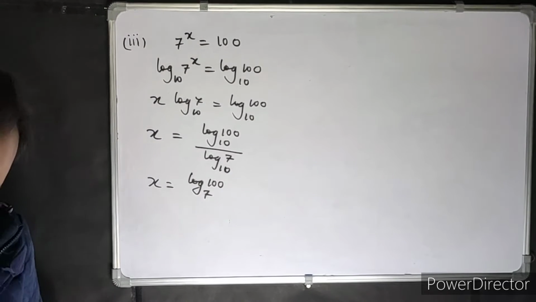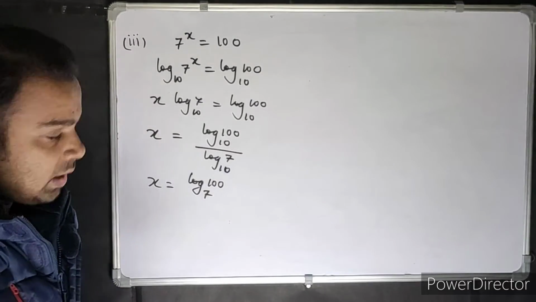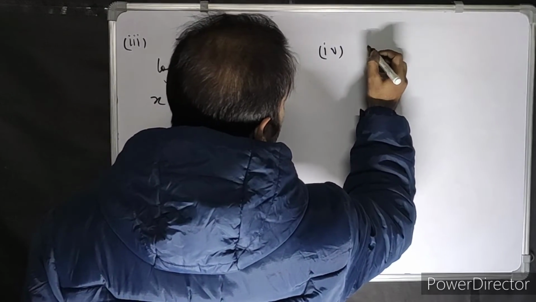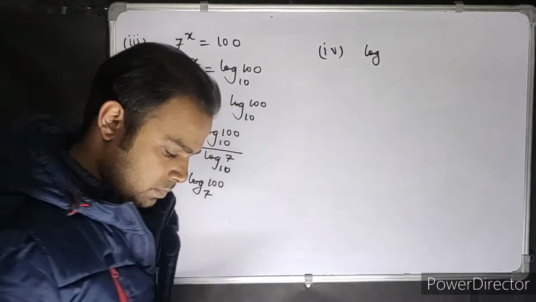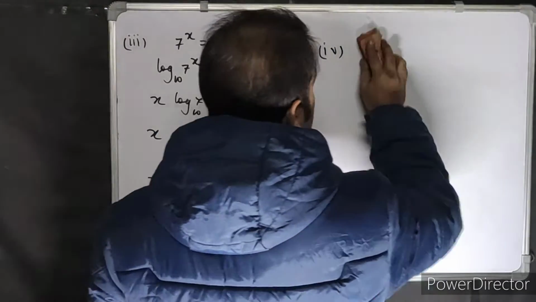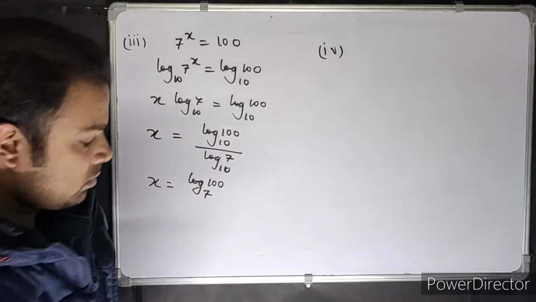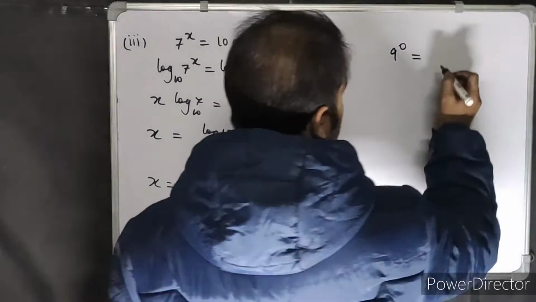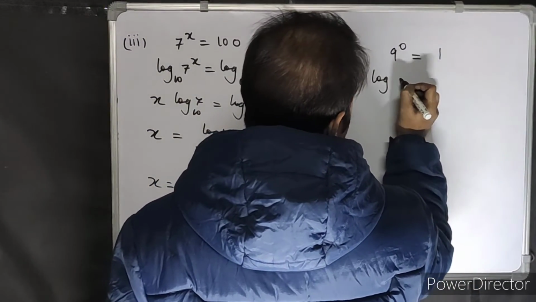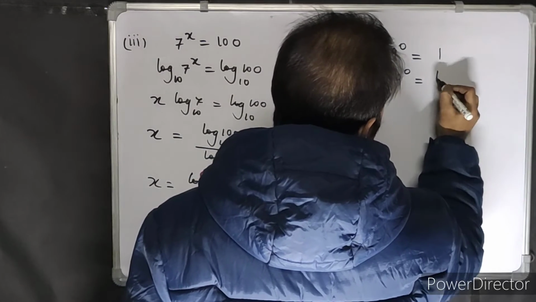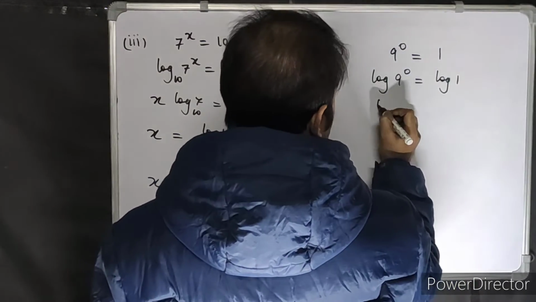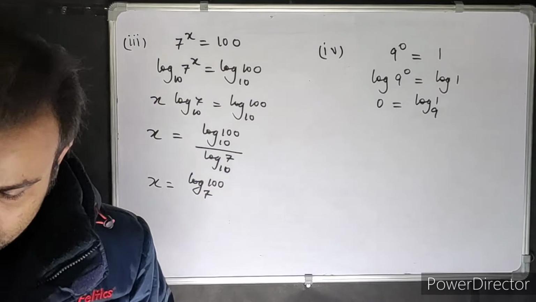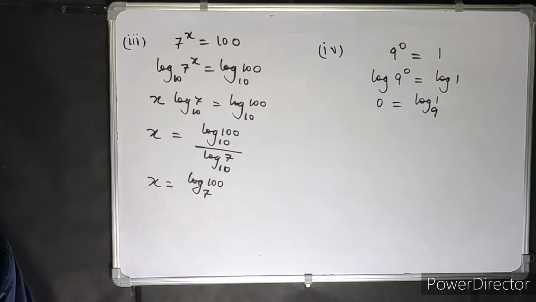Okay, let's do part 4. This is something different. It's given 9 to the power 0 is equal to 1, of course. So you take log on both sides. Log 9 to the power 0 is equal to log 1. So 0 is equal to what? Log 1 base 9. Simple. Let's check the answer.